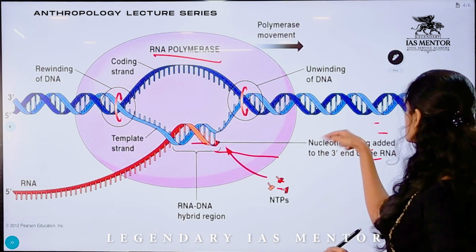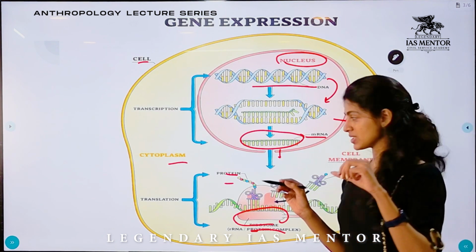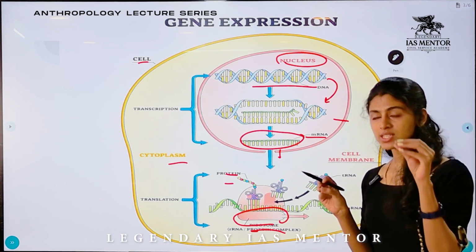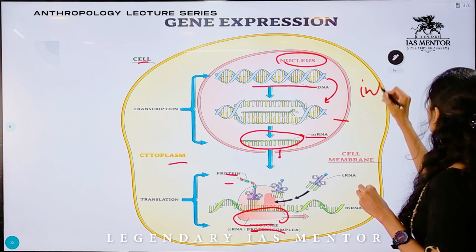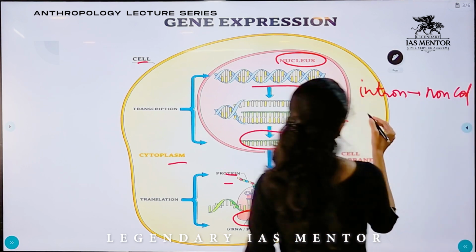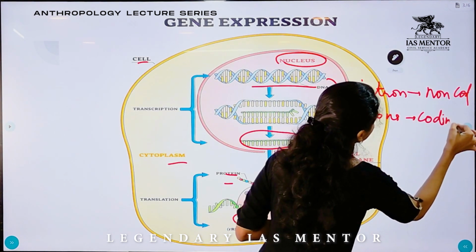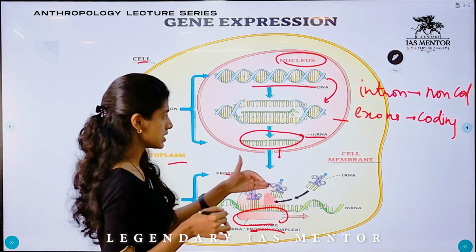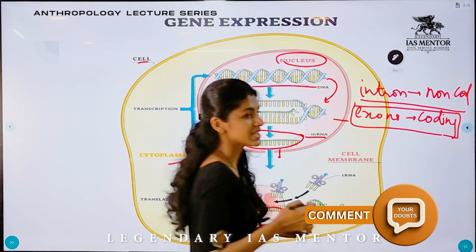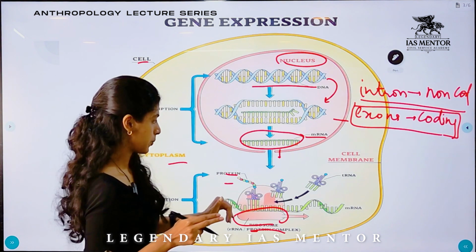Once again, moving to this slide, as mRNA moves out of the nucleus, there are some modifications that happen in this mRNA. There are two parts in an mRNA called introns and exons. Introns are the non-coding part, whereas exons are the coding part. For our translation process, what we need is only the coding part, the exons. So the non-coding intron parts are spliced off.